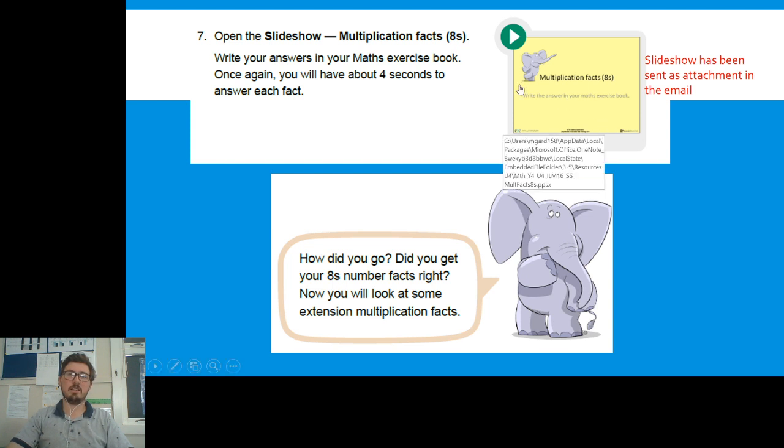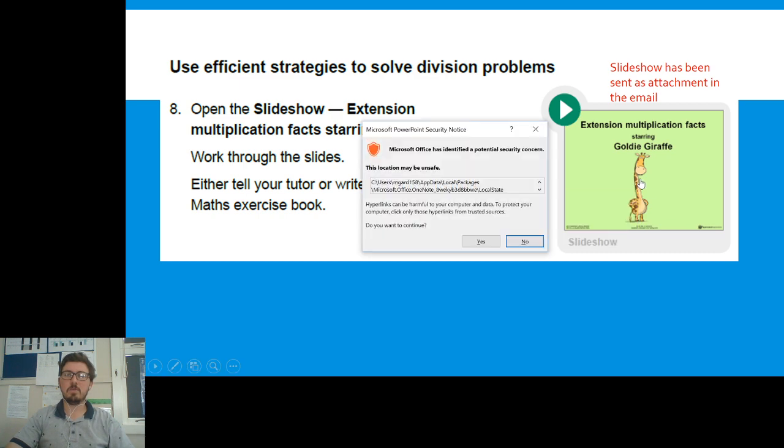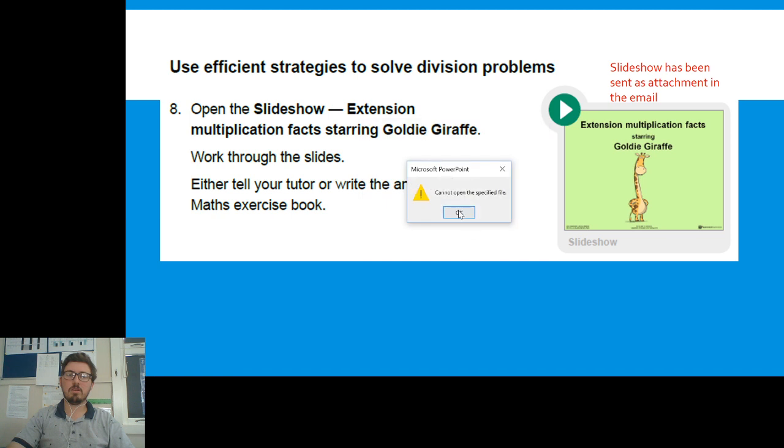Okay, again, these aren't opening, so if you wanted to, you could practice your 8s times tables however way you want. I'm sure there's plenty of YouTube videos out there about the 8s times tables. Okay, again, these slideshows don't appear to be opening. But again, just some more extension on multiplication facts.